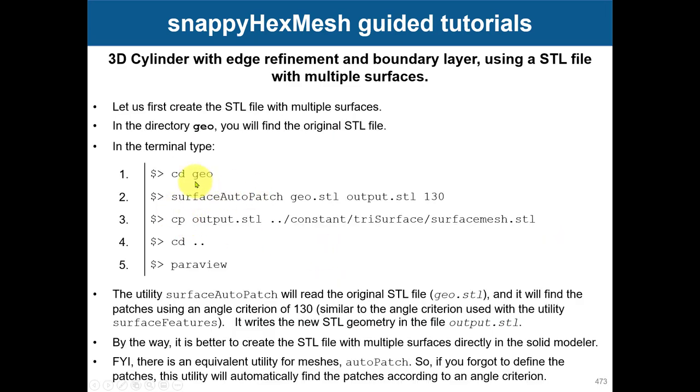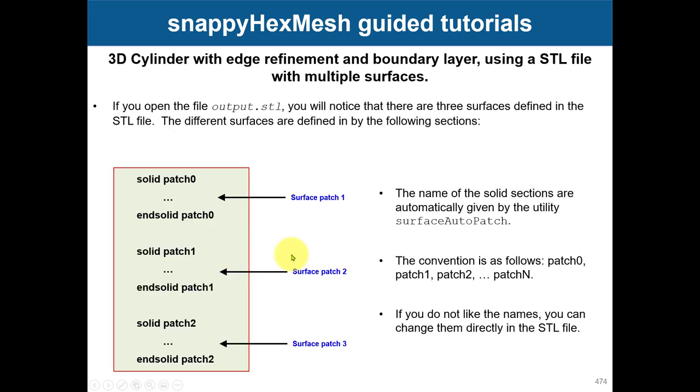The command to do that is surfaceAutoPatch, and you give a reference angle, similar to the feature angle. The larger this angle is, the more features you capture. Then when you split this mesh, you can work with that mesh. Something interesting about these STL files is the keyword solid, and using this keyword you can divide the file into different regions. If you open all the STLs that we have used so far, we have only one keyword solid. In this case, we're going to have three.